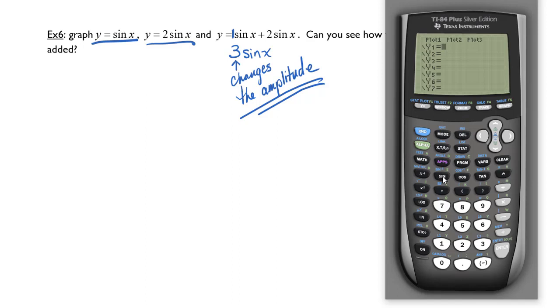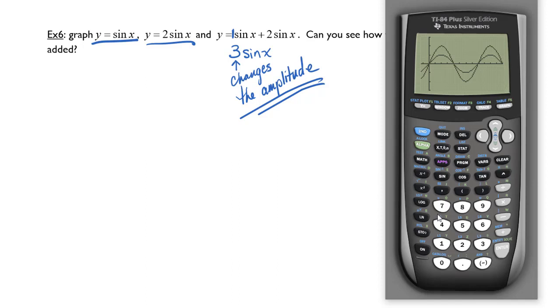So sine of x will be my first graph that I put in. And the next one will be 2 sine of x. And I'll graph that one. I'll graph them both on the same curve. So this is just sine of x that we see. And there is sine with an amplitude of 2, the higher one.